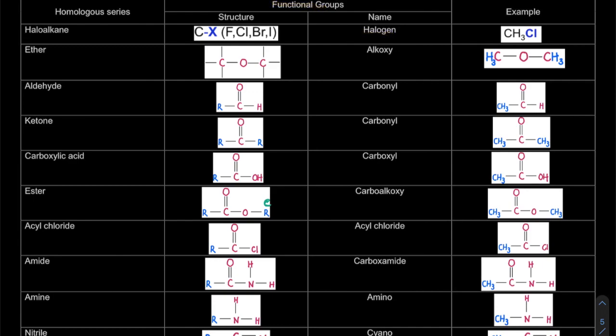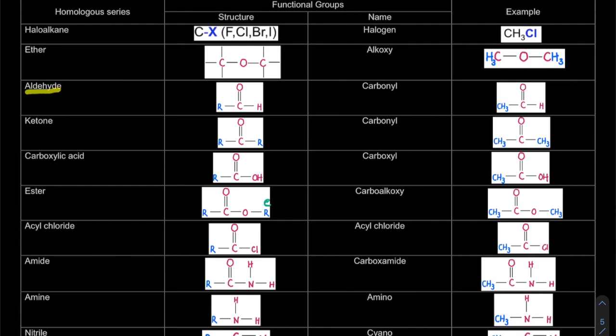Okay, next is ether. For the case of ether, you need to have carbon, oxygen, carbon. Remember that for the oxygen itself, you need to have 2 covalent bonds, and actually we have 2 lone pairs here. But if you don't want to show it, it's fine. But here is ether, COC. The name of the functional group is alkoxy.